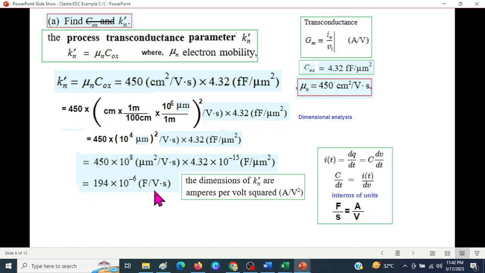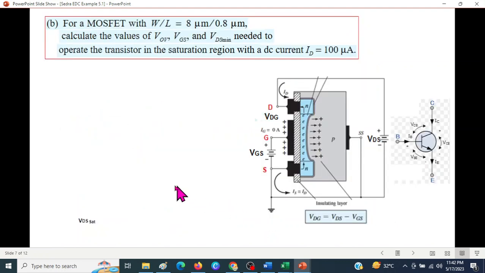So let's rewrite this. From here we can write it as V over S into 1 over V, and V over S we replace by A over V. So A over V, and now this will be A over V square. So 194 micro A over V square. So this is in the right form. So part A is done.